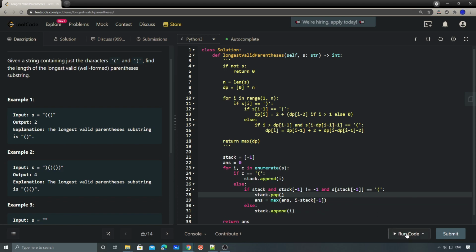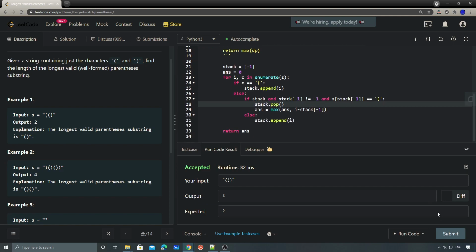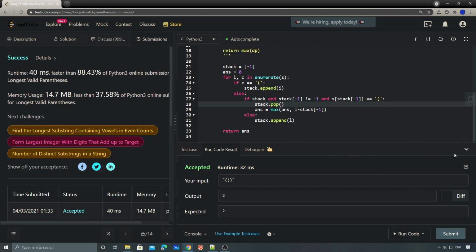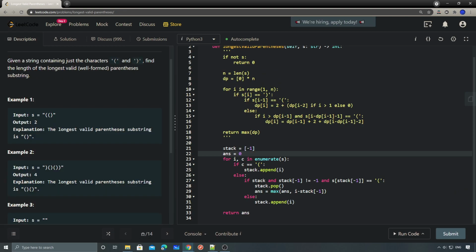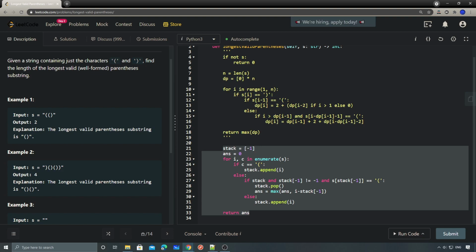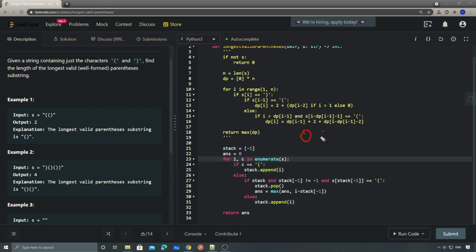Okay, cool. So if I run the code again, this one should also work. All right, so the stack solution also works, and as you can see, this one is also O of n for both the time and space complexity. And actually, there's another better solution which can give us O of 1 space complexity.